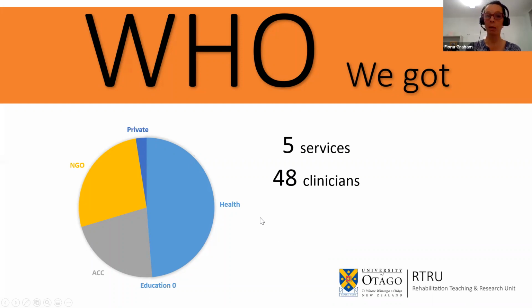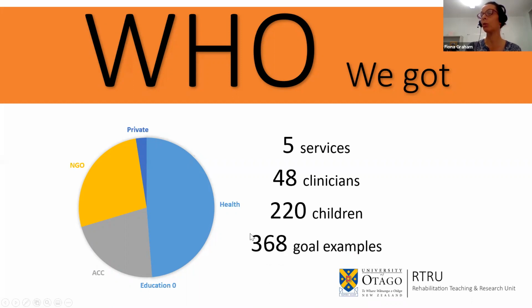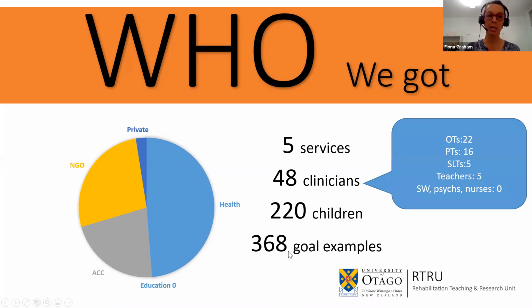So who did we get? We ended up allowing 5 services to take part. Altogether, there were 48 clinicians, 222 children, and 368 goal examples were extracted by the fabulous auditors within the services, who generously gave up their time to audit their colleagues' notes. As you can see, the majority were OTs, and that spread pretty much reflects the proportion of roles within paediatric rehabilitation services. So no surprises there. And just for your reference, most of the auditors were actually physiotherapists, but there was a mixture of professions involved in that as well.